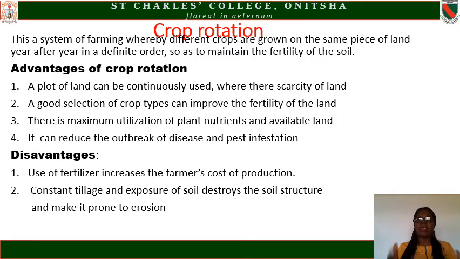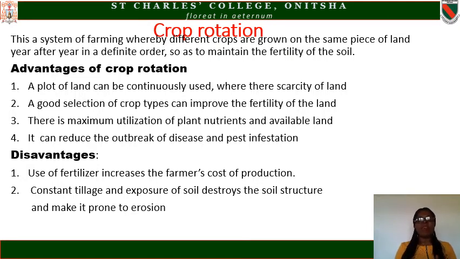So the farmer, what he does here is he will plant deep-rooted plants this year. Then next year he follows it up with shallow-rooted ones in order to maximize the nutrients. So number 3, there is maximum utilization of plant nutrients and the available land. Then it helps to reduce the outbreak of pests and diseases. All right? Then we look at the disadvantages.